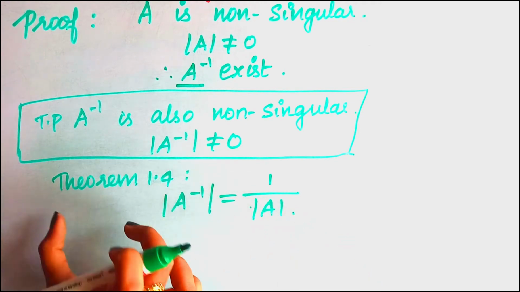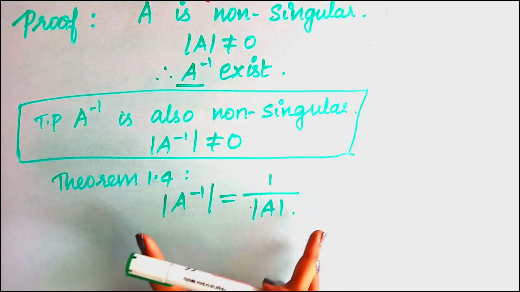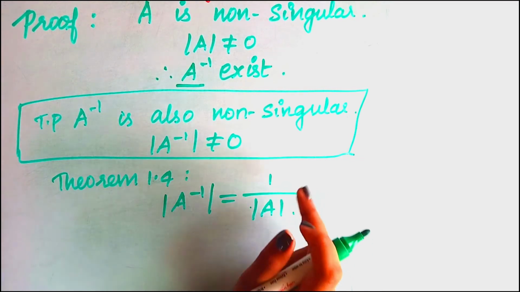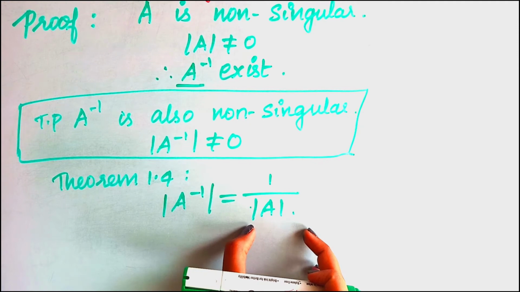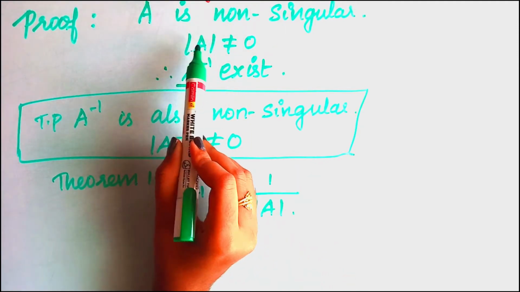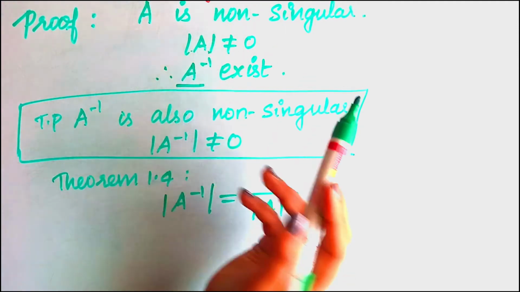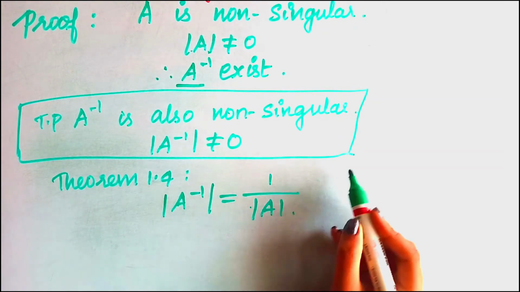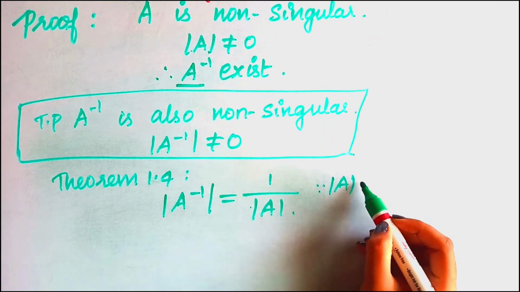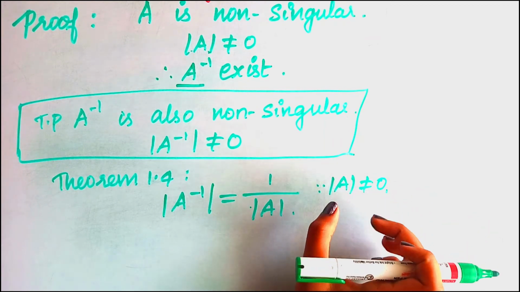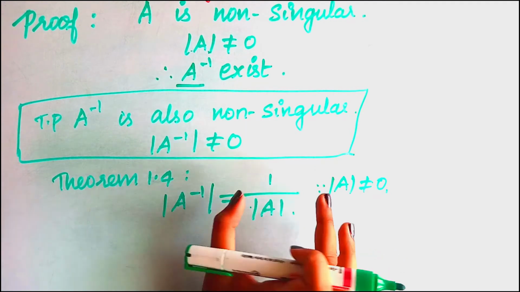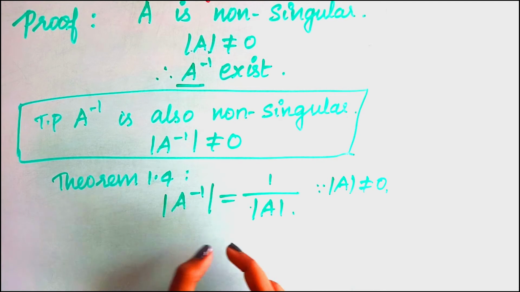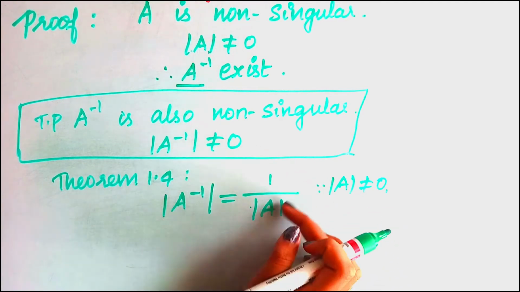By the theorem 1.4, we have this particular equation: the determinant of A inverse is equal to 1 divided by the determinant of A. And here you can see that the determinant of A is not equal to 0, right? Since the determinant of A is not equal to 0, it means the determinant of A has some number. Therefore you can say that the determinant of A inverse also is not equal to 0, because the answer of this is also not equal to 0.